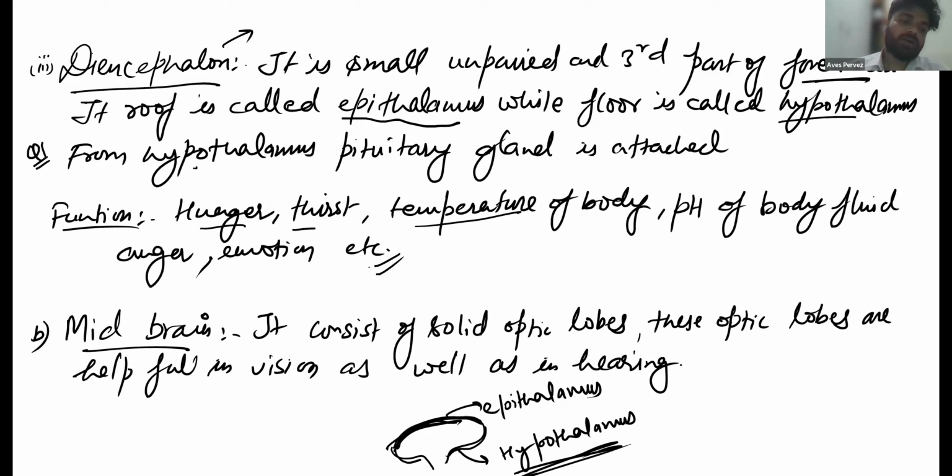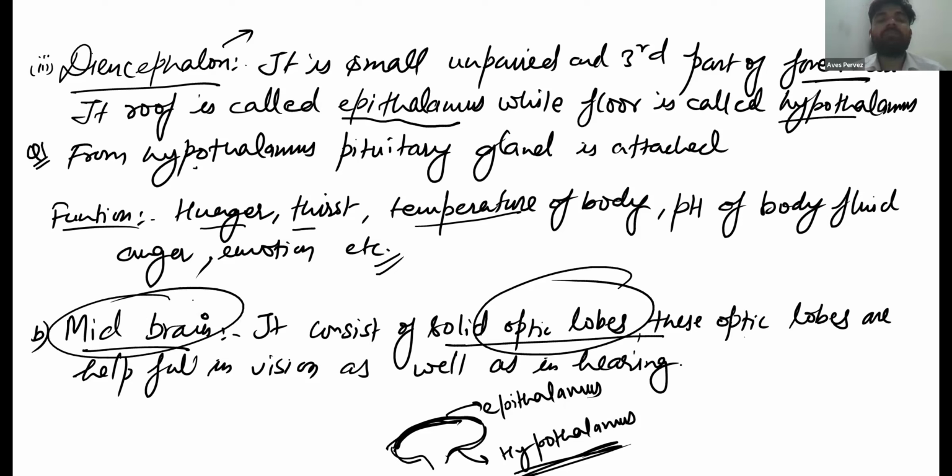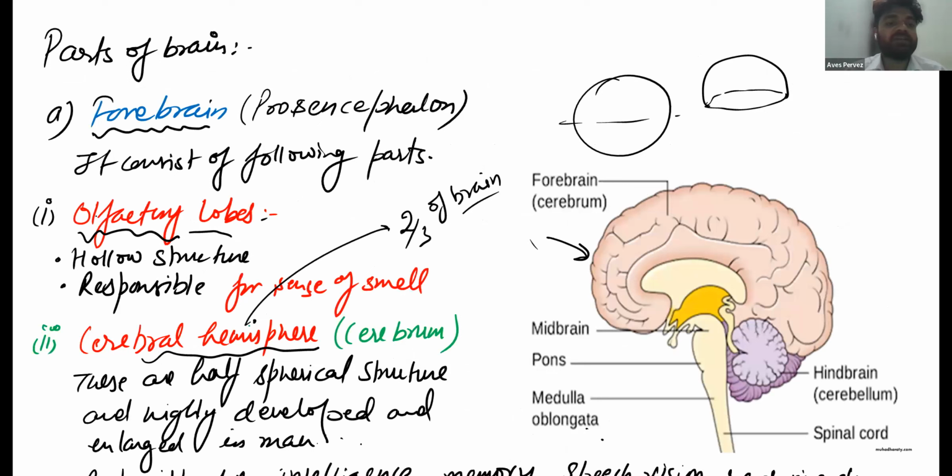Okay. Now talking about the midbrain. The midbrain consists of solid optic lobes. This is the second part. The first part is the forebrain, now midbrain and hindbrain. The forebrain is the front part, then the mid part, and then the posterior one is the hindbrain. So it consists of the solid optic lobes. What is the midbrain consisting of? Optic lobes, and the forebrain consists of olfactory lobes, which are responsible for smell.